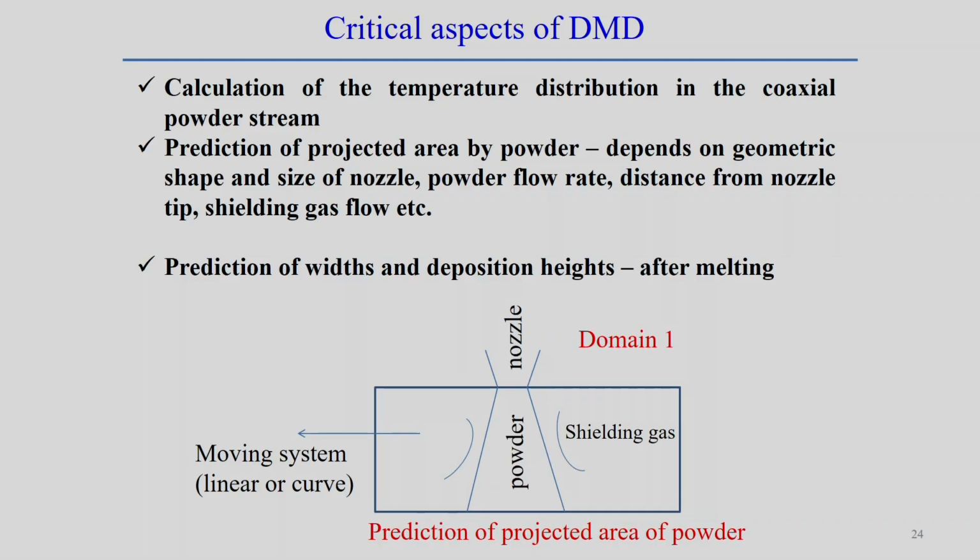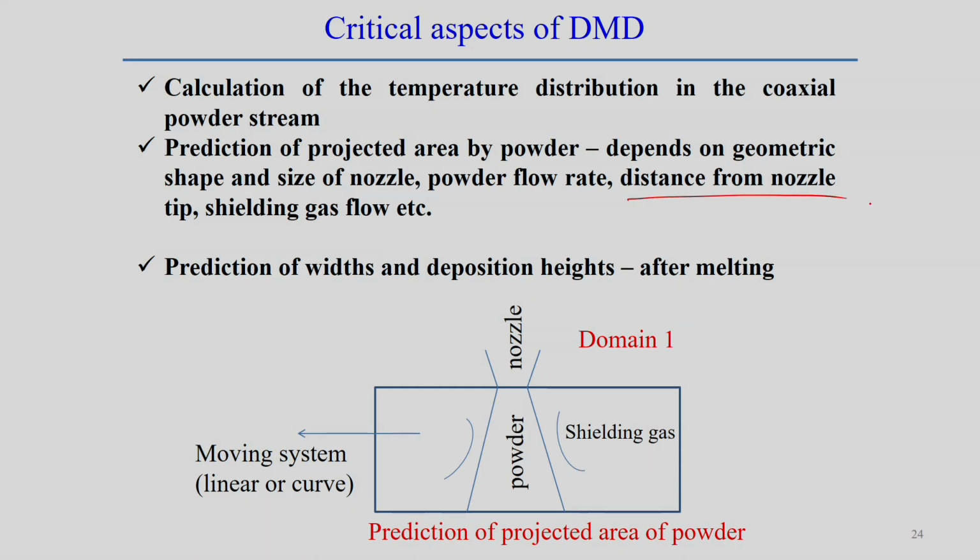Next, of course, prediction of the projected area by the powder. When powder is projected onto a particular area, what is the projected area, and which projected area are we focusing on? That information is also required, and it depends on the geometric shape and size of the nozzle. The nozzle can decide what the projected area may be, and of course the powder flow rate. What is the powder flow rate, and how are we mixing the powder and shielding gas, such that it can create a specific projected area? Accordingly, we can decide the laser focus diameter on this projected area.